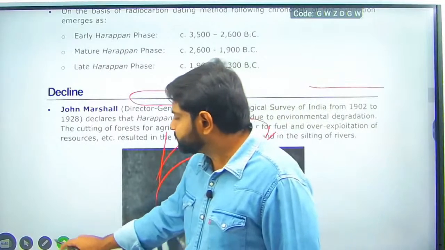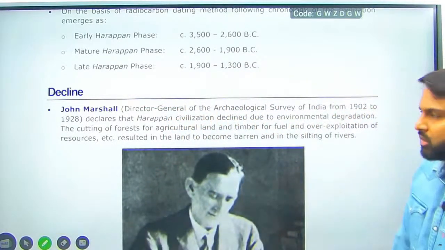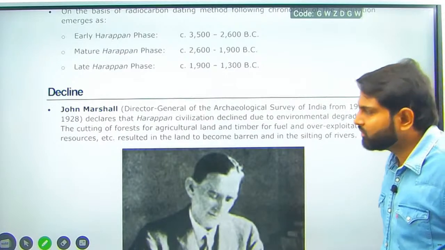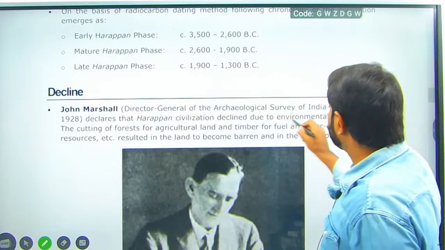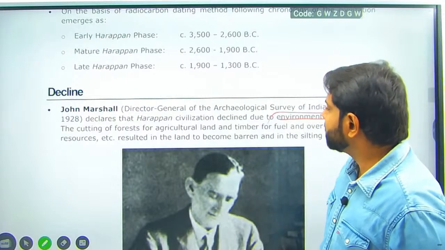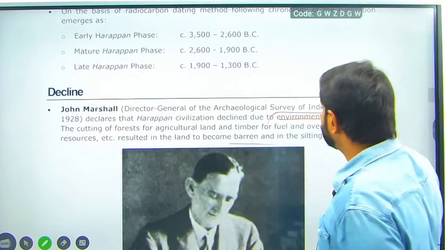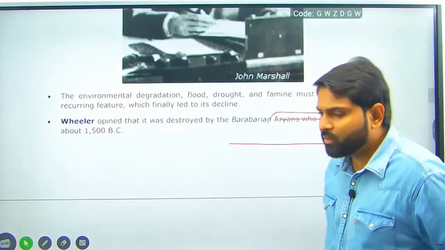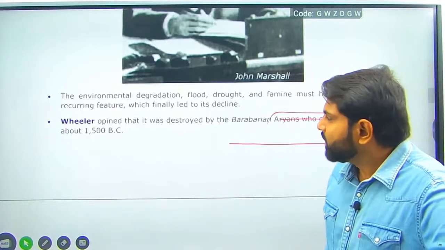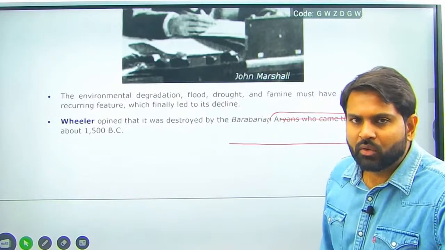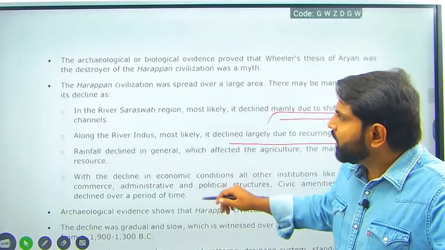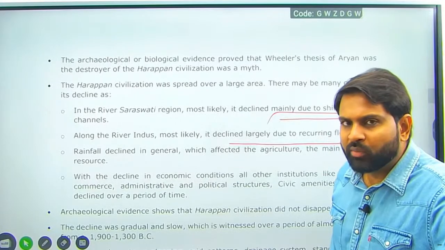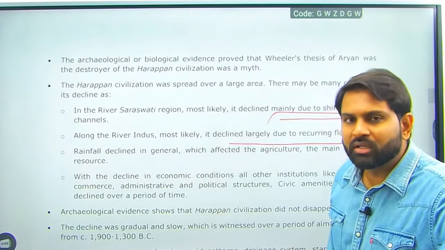So John Marshall, a very important personality, was the Director General of the Archaeological Survey of India. The Asiatic Society is one, the Archaeological Survey is another one. He declared that the Harappan civilization declined due to environmental degradation, the cutting of forests for agricultural land and timber for fuel, and overexploitation of resources resulting in barren land and silting of rivers. Maybe this, or maybe flood, or maybe drought, or famine. Wheeler opined that it was destroyed by barbarian Aryans who established the Vedic civilization later. Archaeological and biological evidence proved that Wheeler's thesis of the Aryans as destroyers of the Harappan civilization was a myth. It couldn't be proved because, as I said, no skeletal remains were available.